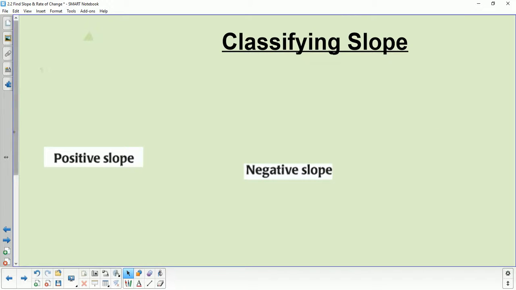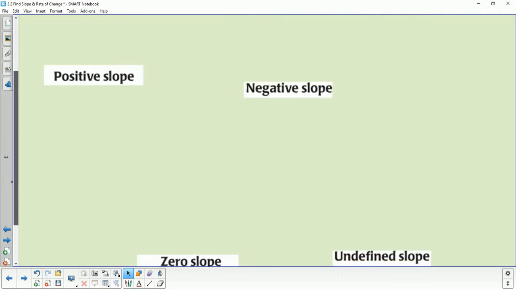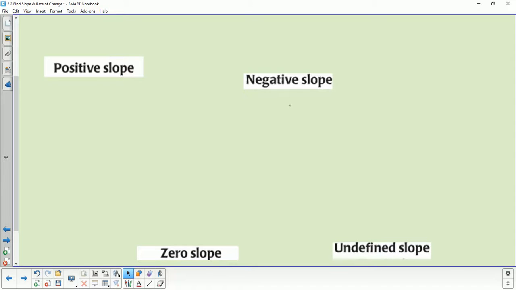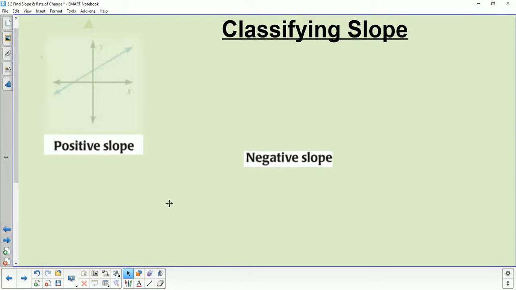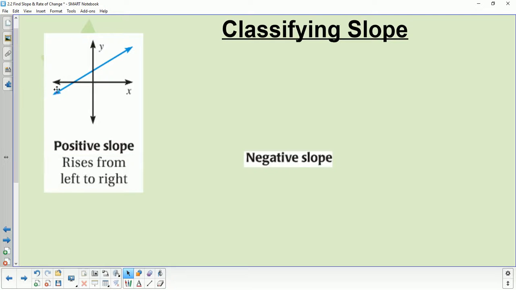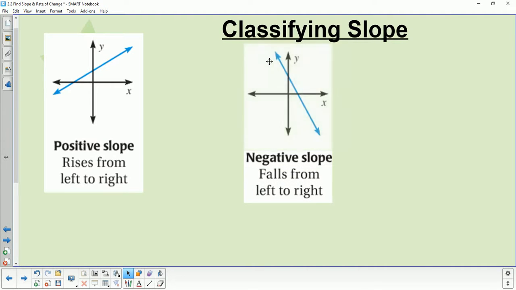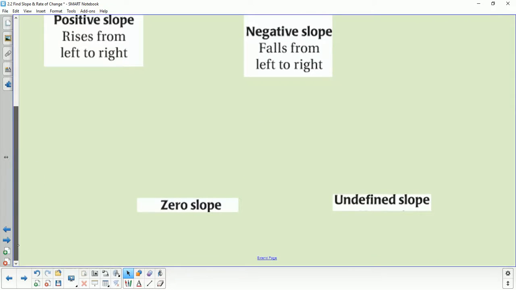Now, classifying slope, there are 4 different ways that slope can exist. It can be positive, it can be negative, it can be 0, or it can be undefined. A positive slope is when we are rising from left to right. And you see here a blue line. This has positive slope because you can think of this as rising or going up from left to right. A negative slope is when we do the opposite. We fall from left to right, and so our line will fall. It's like coming down a hill there. And those two we usually do pretty well with. The ones we forget about are when we have 0 or undefined slope.